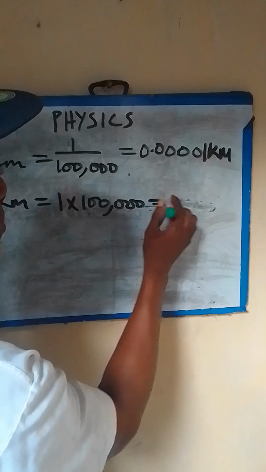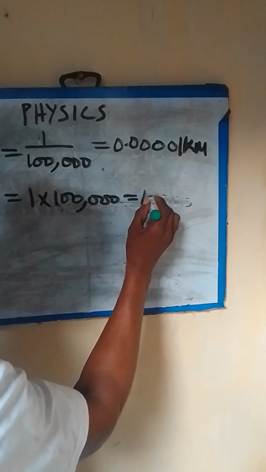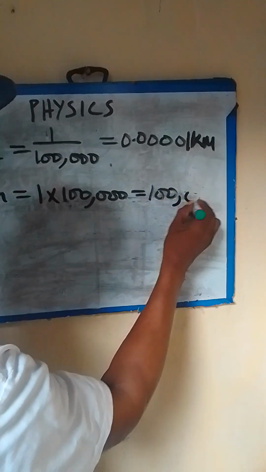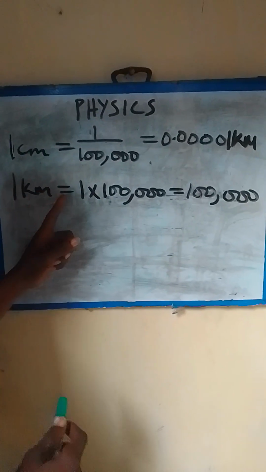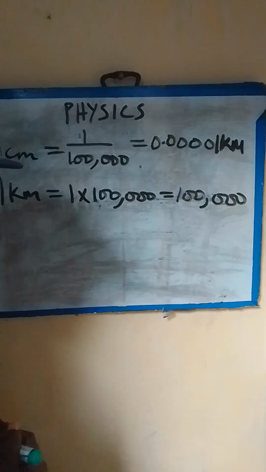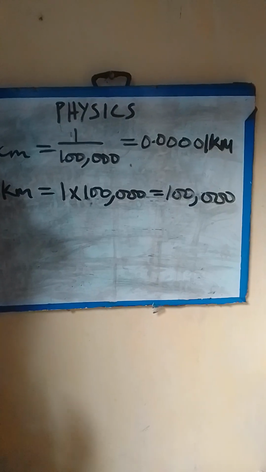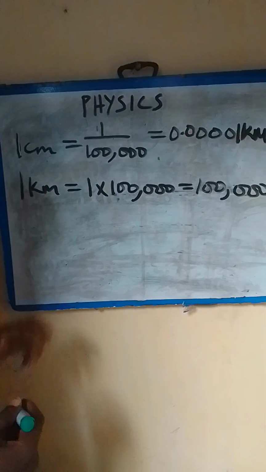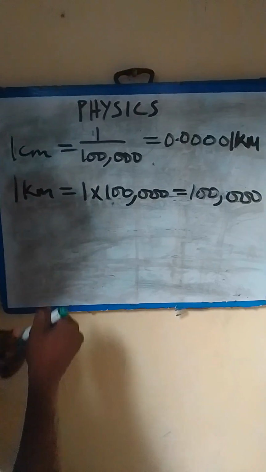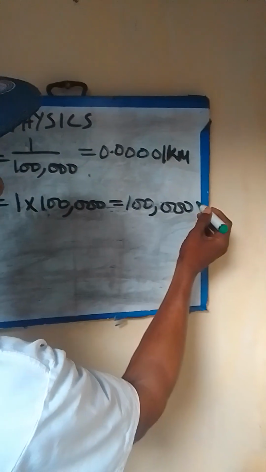You'll be having 100,000. So to convert kilometers to centimeters, you multiply the value of kilometers by 100,000. When you multiply 1 times 100,000, you are going to have 100,000 centimeters.